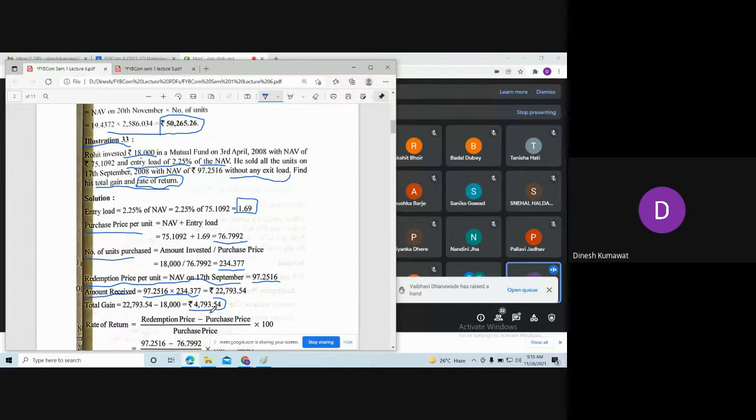But as you can see, there is the entry load involved in my problem. So we are converting the whole formula in terms of redemption price and purchase price. Okay. So these are some slight changes whenever there are loads involved in my problem. So you just put the redemption price and purchase price in this formula and tell me what answer you are getting for rate of return.